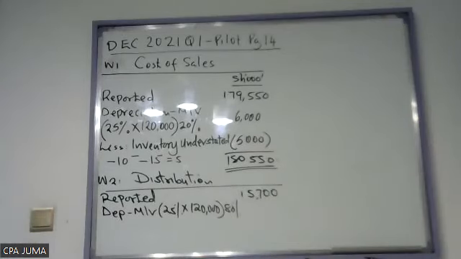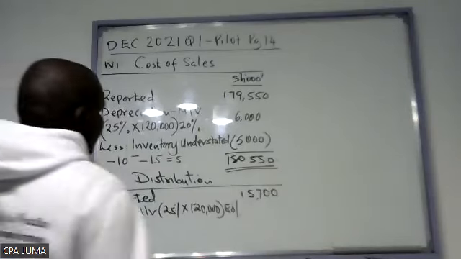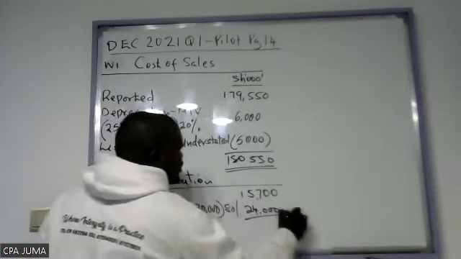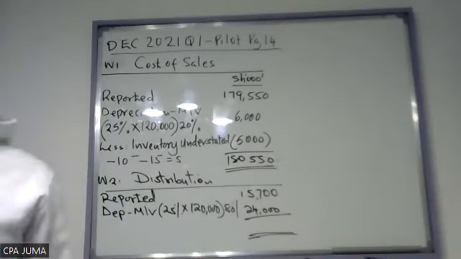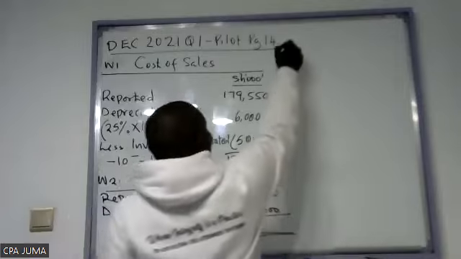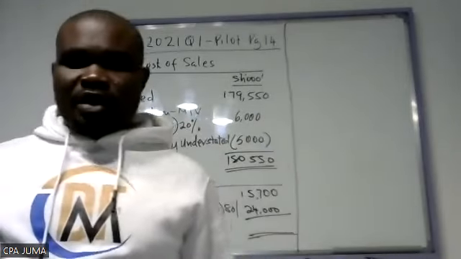So give me the figure. $34,000. There was nothing else on distribution, so just add that one.